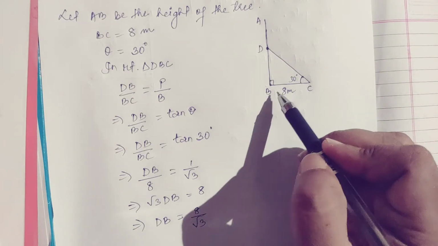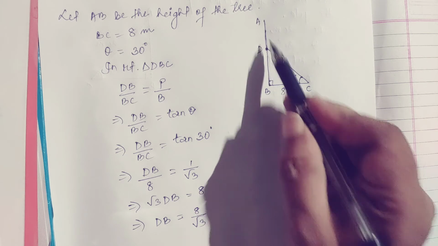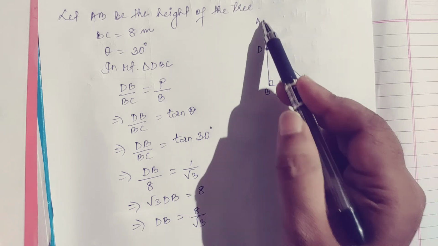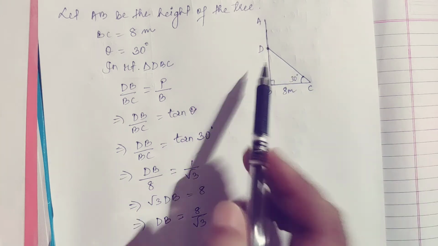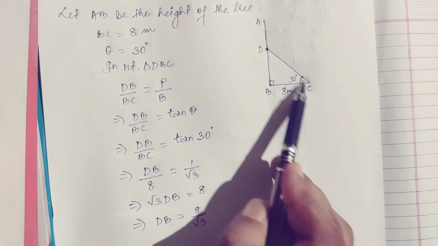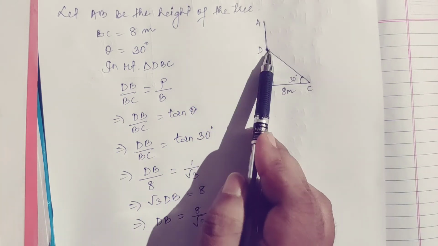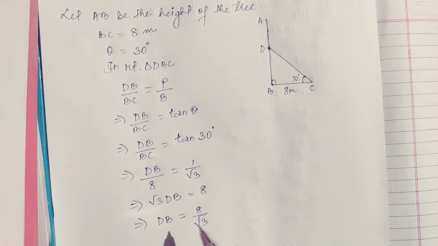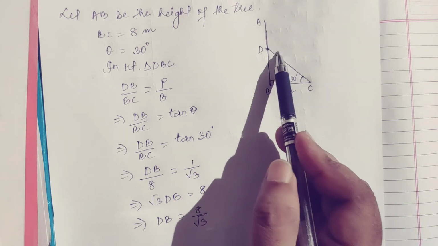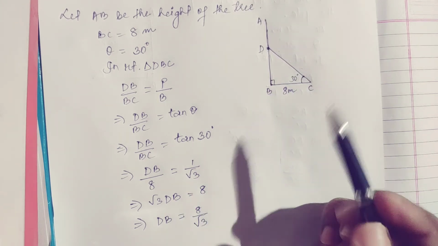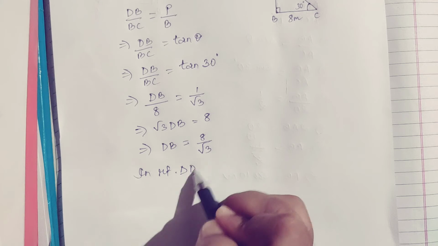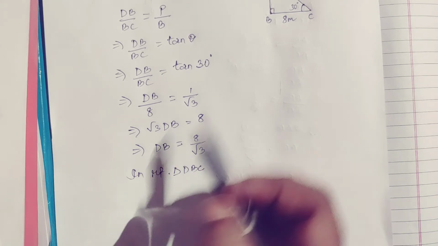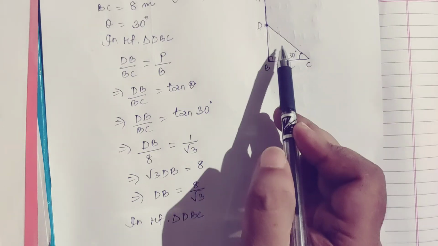Now we have to find AD also, and you see this AD and DC they are equal because this is the broken part, and this broken part bends and touches the ground. So this AD and DC they are equal. So we have to find DC now. Again we'll consider the same right angle triangle. In right triangle DBC, now we have to find this side DC.